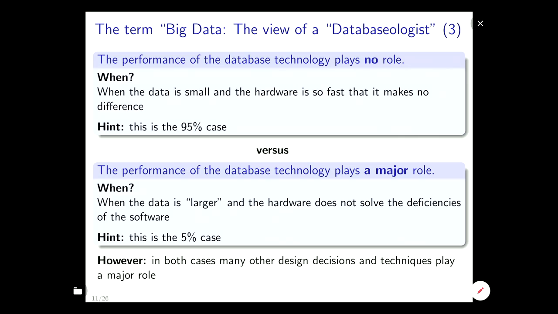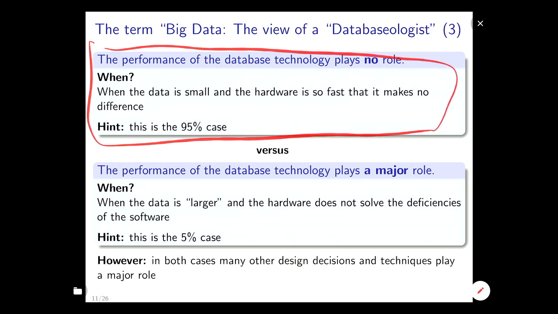However, there are cases where the performance of the database technology plays a major role. Yeah? And that is this other case. It's a 5% case, or maybe it's even smaller. When the data gets larger, or maybe there are many, many users in the system, and the hardware wasn't chosen appropriately, and so forth, then these more advanced techniques come into play. So in this lecture, we will focus on this part.